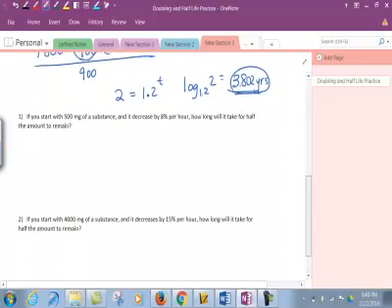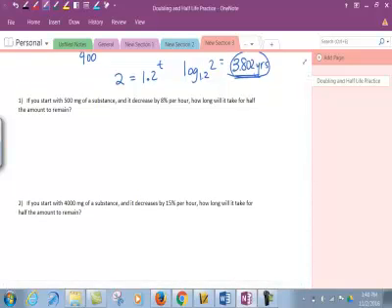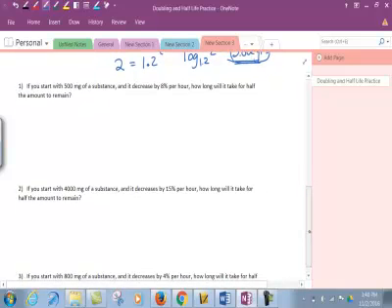Let's go on to some half-life questions. See how they're very similar in how we do it. This time we're given a starting substance, starting amount, and then instead of increasing by a rate, we're decreasing. So we have 500 milligrams, we're decreasing by 8%, and we want to solve for t when we get to half the amount.